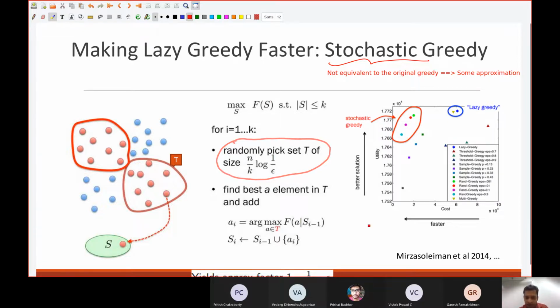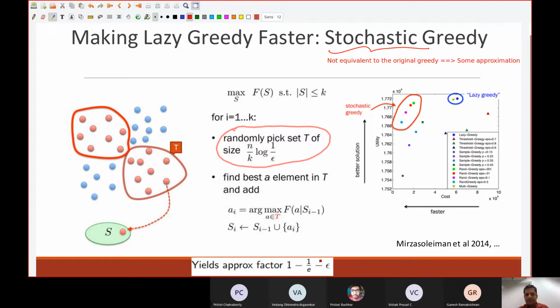There is a reason why there is an epsilon here. It reflects on the approximation factor. So let's say I have some epsilon trade-off. I want a relaxation or slackness. So just randomly pick a set T of a particular size. This T is a subset of the entire ground set.